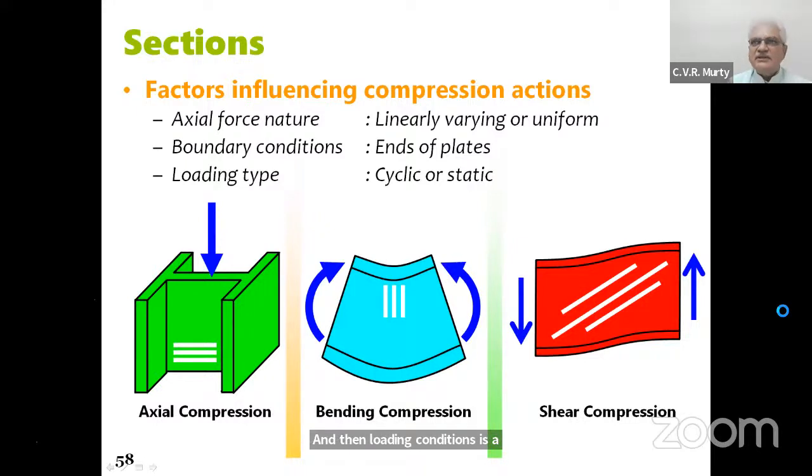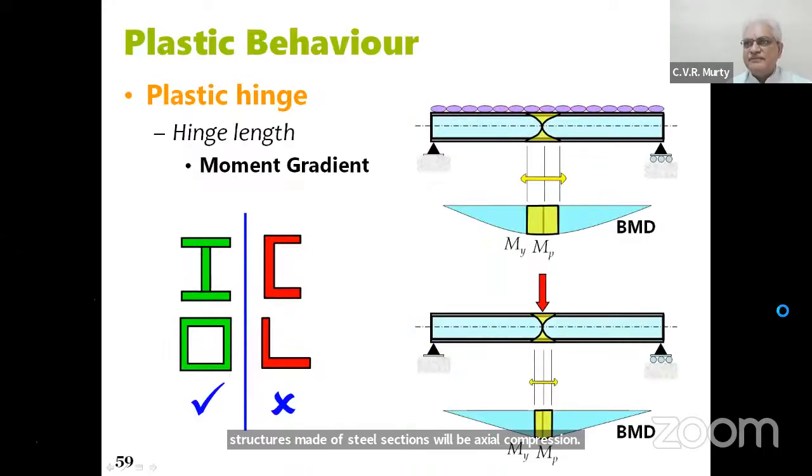So the three actions that are typically imposed on steel structures made of steel sections will be axial compression, bending compression, and shear compression. Now, when you take this section and put it in as a member, you will notice plastic actions. I'm giving you a simple example of a simply supported beam. We are expecting a plastic hinge to be formed at the center of the beam, in this case with a concentrated load. And so we understand the length of the plastic hinge will be different if it is a concentrated load or a uniformly distributed load.